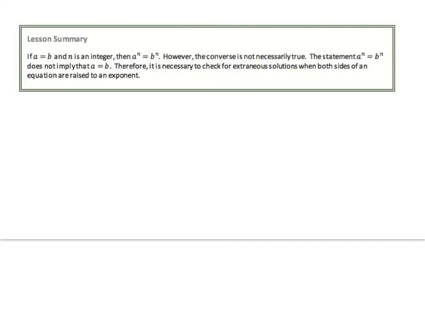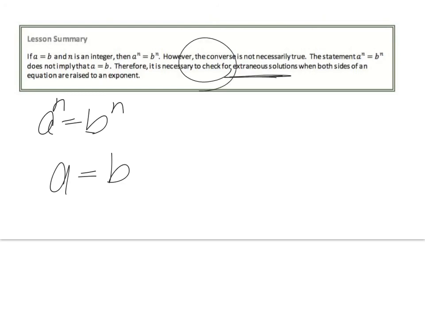So basically, if a equals b and n is an integer, then you can raise both the left and the right to the same integer, and you can solve the equation. It's a valid algebra move. However, the converse is not necessarily true. So if you have a to the n equals b to the n, it does not imply that a equals b. We have some negative issues, we'll get some extraneous solutions, so it's really important to check our answers at the end when an equation is raised to an exponent.